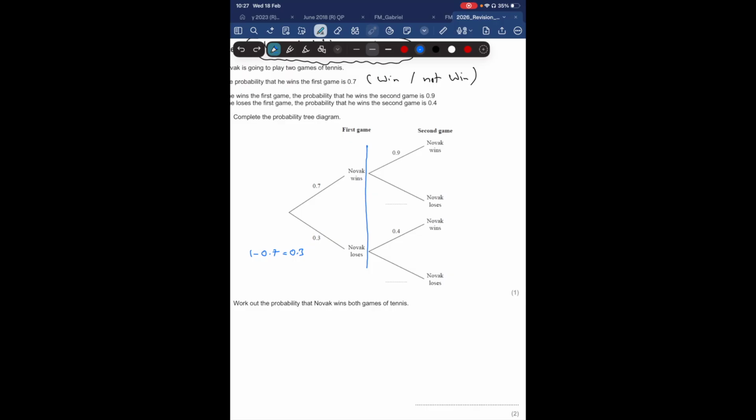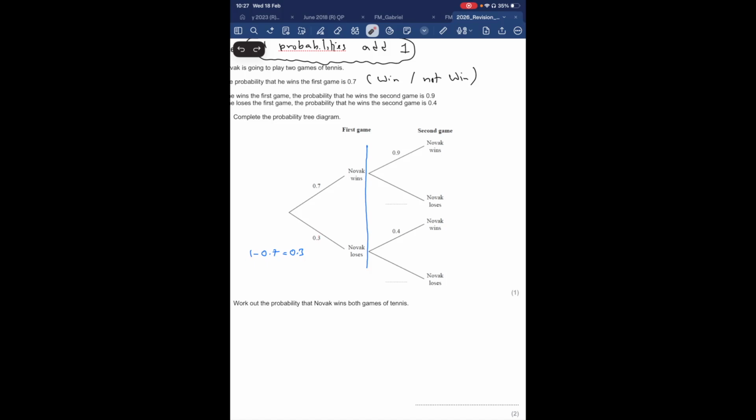So just remember, the branches of the tree are basically these lines. So in the first game, there are 2 branches because there are 2 outcomes. The probabilities on each branch have to add up to 1. 0.7 plus 0.3 must add up to 1.